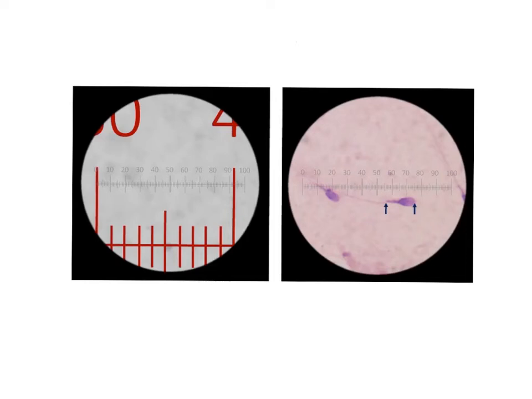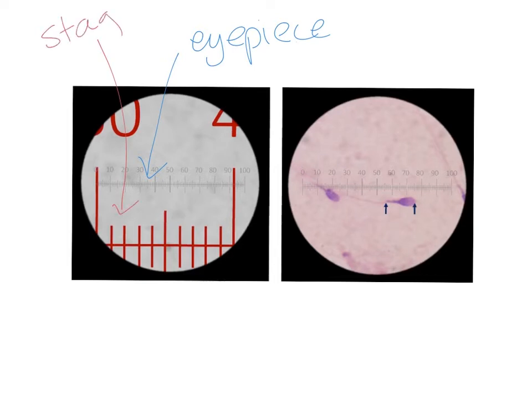So in this question, we're asking you to practice how you'd use the stage micrometer and a graticule in the microscope. The image on the left, the little scale that you can see here, is the eyepiece scale, so that's going to stay in the microscope. And the red scale that you can see is on the stage. That is the stage micrometer scale, so this is our known distance.